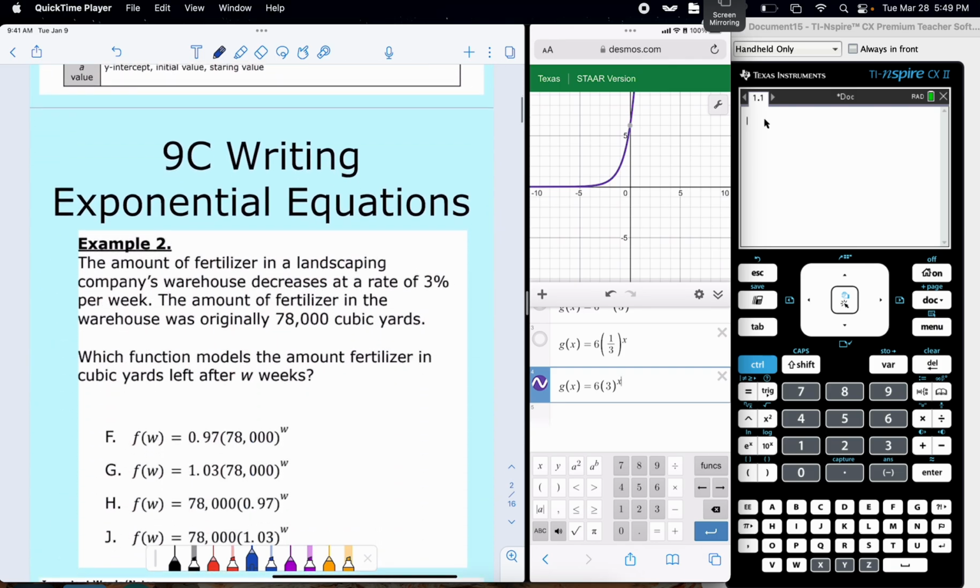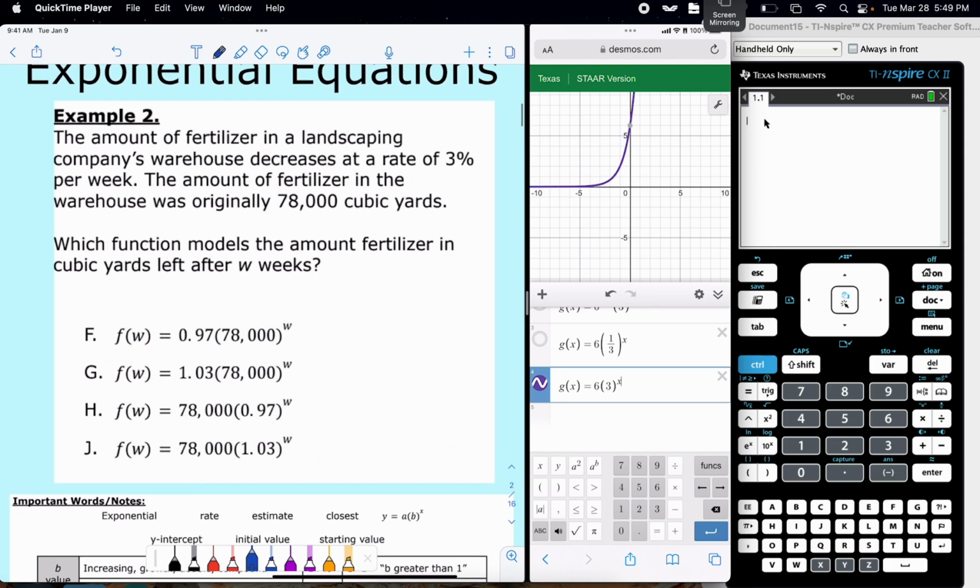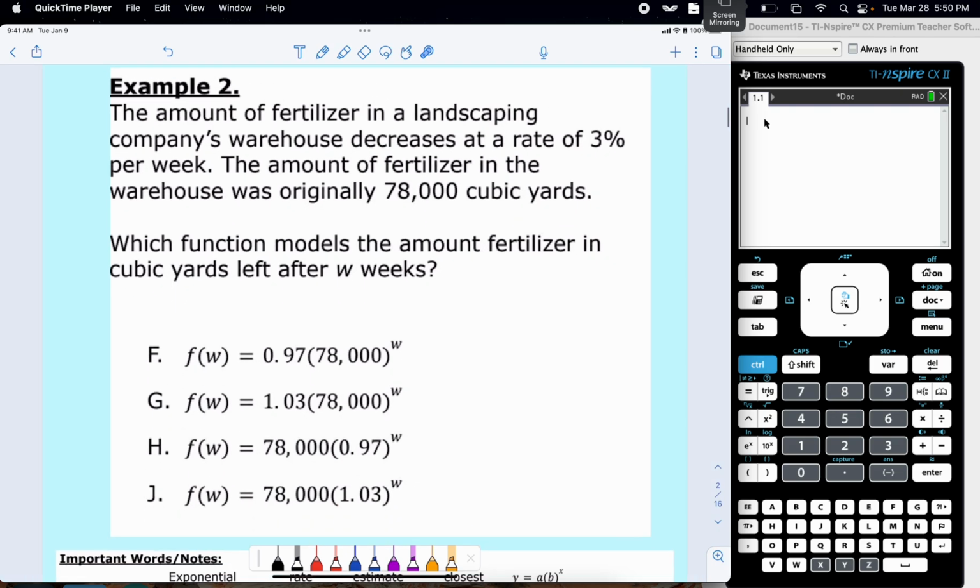Let's go ahead and try this next one. Let's go ahead and close this. It says, the amount of fertilizer in a landscaping company's warehouse decreases at a rate of 3% per week. The amount of fertilizer in the warehouse was originally 78,000 cubic yards. Which function models the amount of fertilizer in cubic yards left after w weeks?